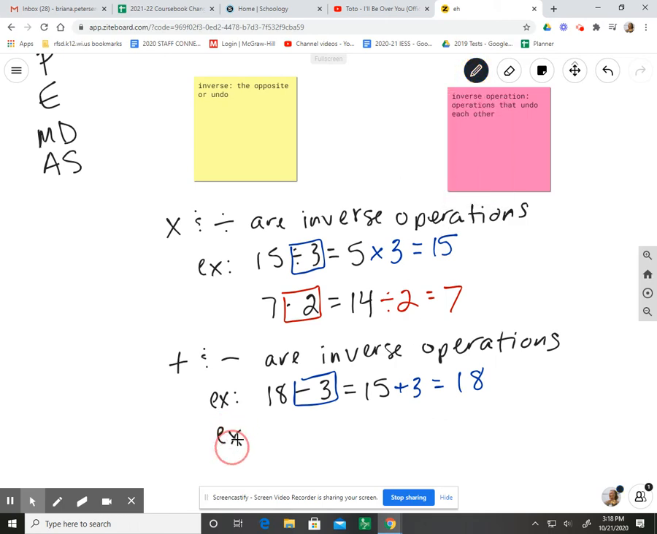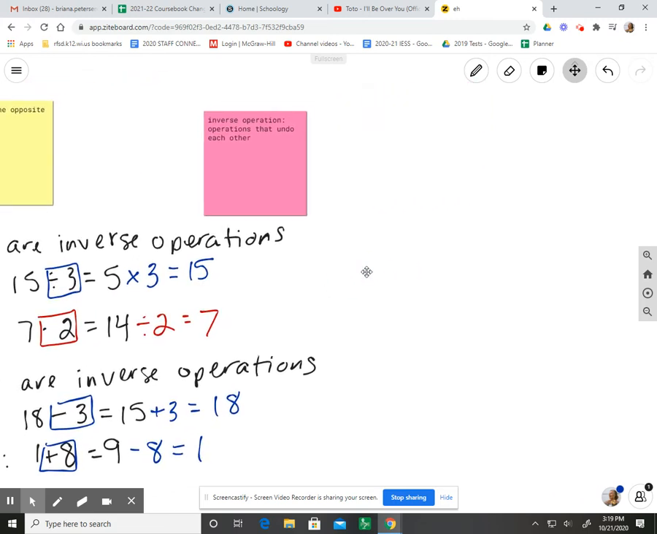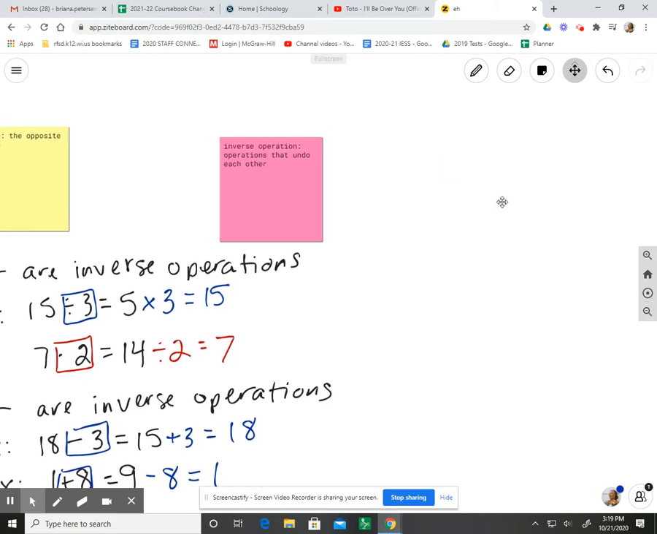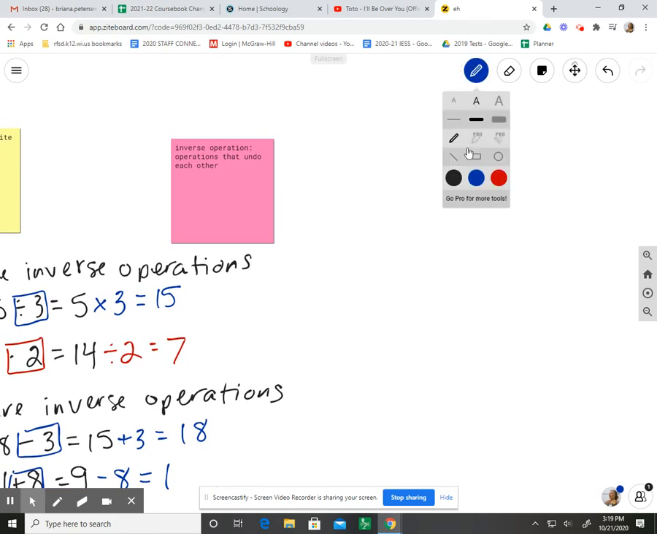What if I did 1 plus 8? I would get 9. But what if I want to get back to that 1? What if I just want to undo my adding of 8? Then I would do the opposite of adding and subtract 8, and I'll get back to my 1. This idea is going to come in handy when we are working with equations, because we're going to have two things that are set equal to each other.